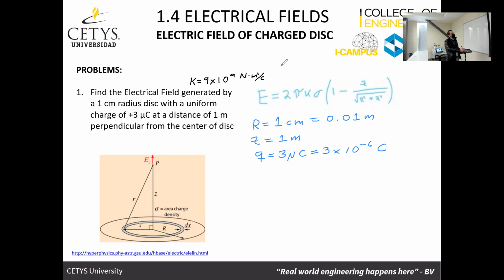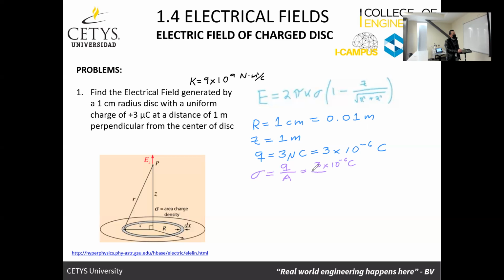And what else are we missing that we would need to find? Sigma. So we need to find sigma, and sigma we can calculate. Sigma is going to be equal to the total charge divided by the area that it covers. And we know that the total charge is 3 times 10 to the minus 6 coulombs.